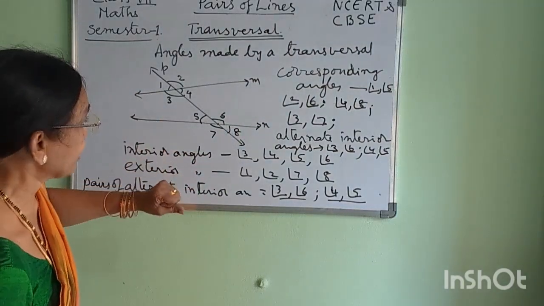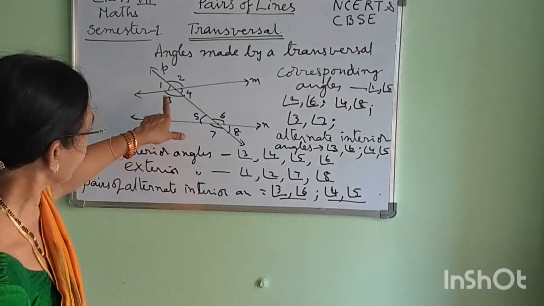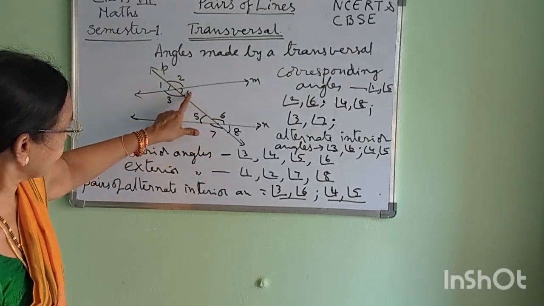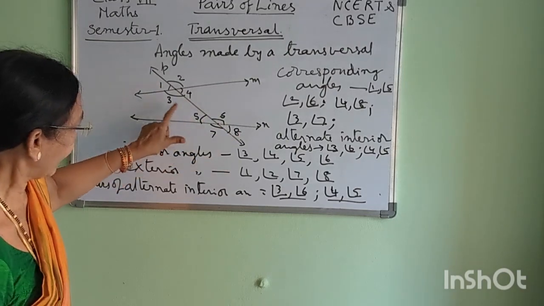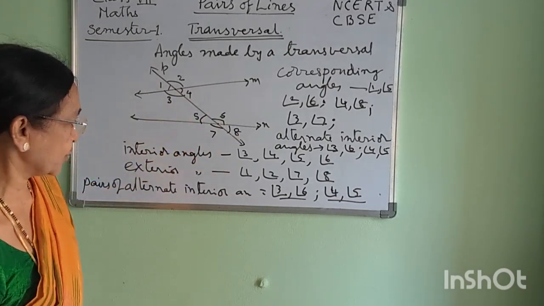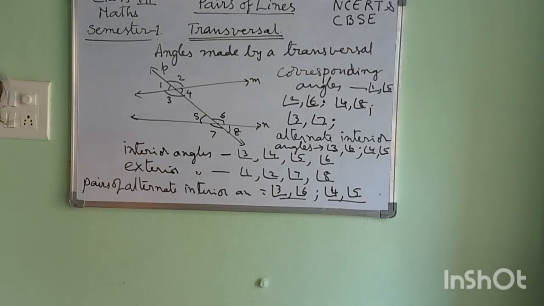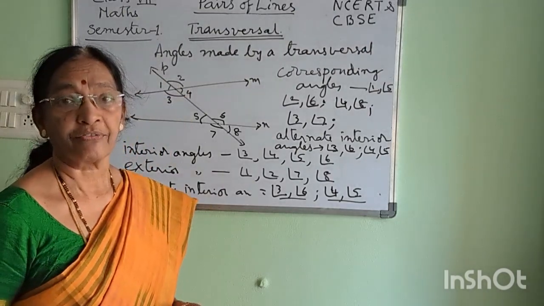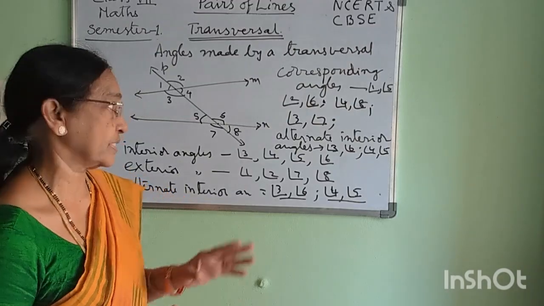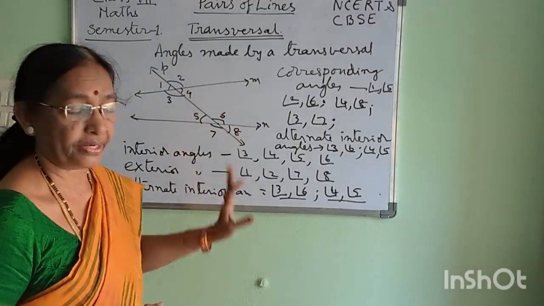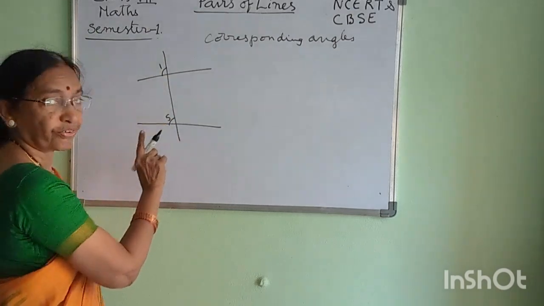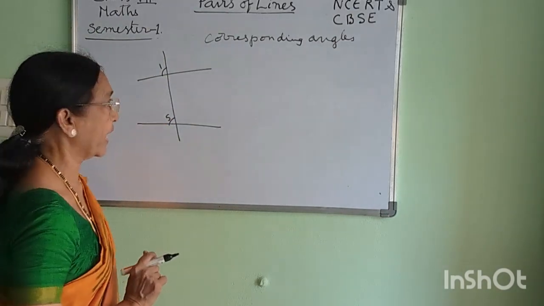Next, corresponding angles: 2 and 6 are a set of corresponding angles. 4 and 8, 1 and 5, 3 and 7 are corresponding angles. Thus different angles are formed when a transversal intersects a pair of lines. Here in this figure, angle 1 and angle 5 are corresponding angles.